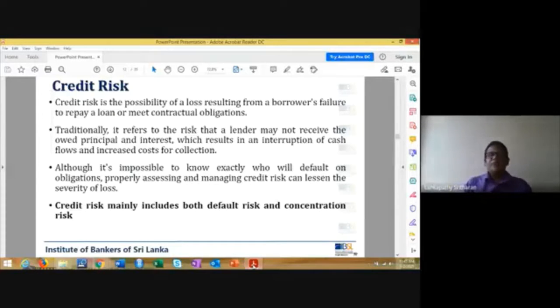So when we are assessing credit risk, you must keep in mind that credit risk involves default risk and concentration risk. Concentration risk is concentrating on a few customers or one or two segments. Default risk is the borrower failing to meet the obligation. So these two risks are involved in credit risk.